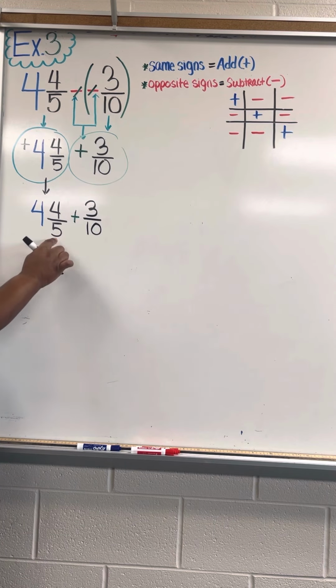If you notice, 5 does not equate to 10. So they do not have the same denominator. But what we can do is manipulate one of these fractions, or if not both, to where both of them have the same denominator, okay?